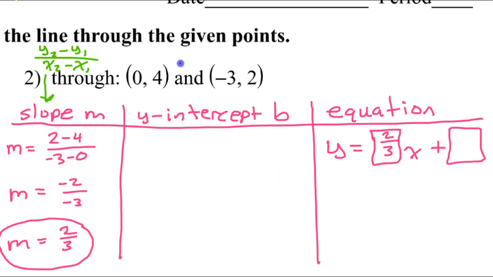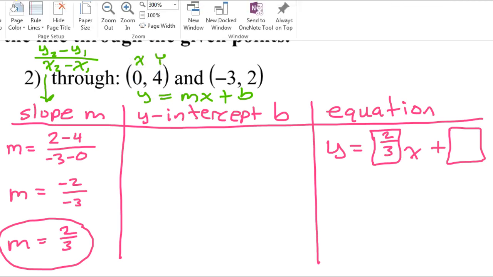Now it's time to find the y-intercept. To find the y-intercept, we use the model itself, y equals mx plus b. We're looking for b, so we will substitute in y, m, and x. To get x and y, we can pick either one of these points. I choose the first one, so that's going to give me an x and a y, 0 and 4.